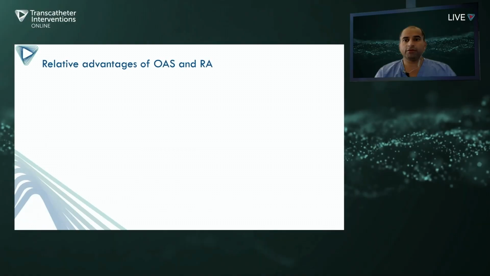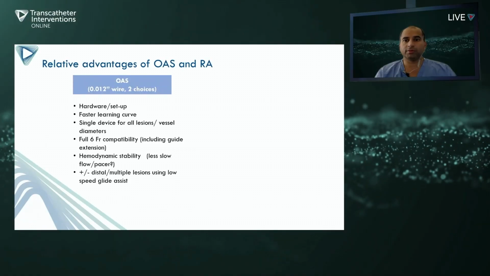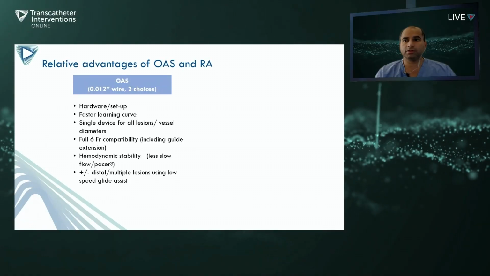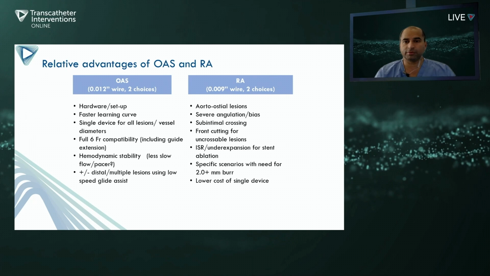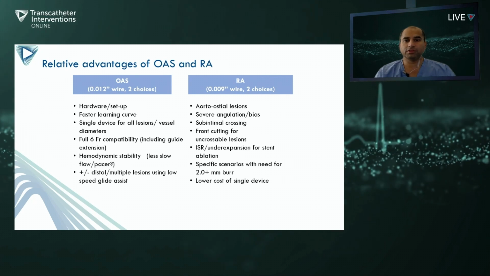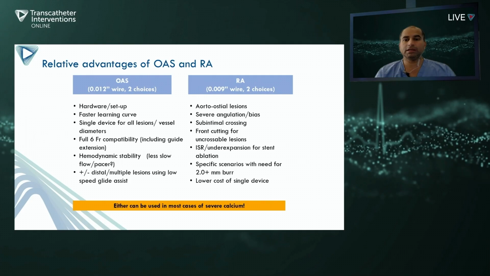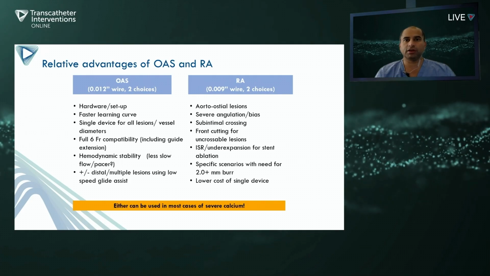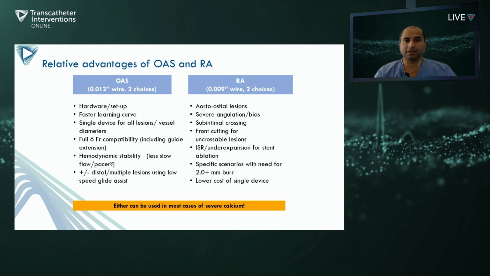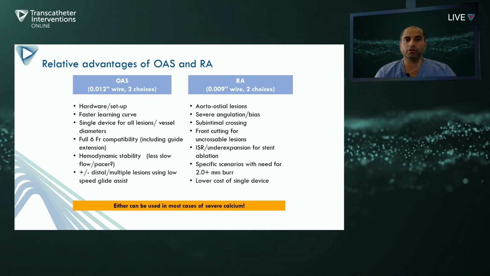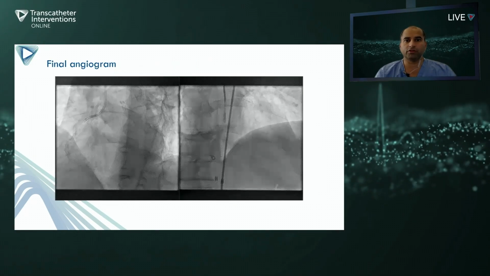Now, there are relative advantages of orbital and rotational atherectomy. I'm not going to go through this in detail. These slides are actually available if you search my Twitter account. They're all available. You can see them. There are pros and cons to each. The reality, though, is that either can be used in most cases of severe calcification. You need to be facile at them in order to be able to use them and to lower the overall rates of complications as a whole.